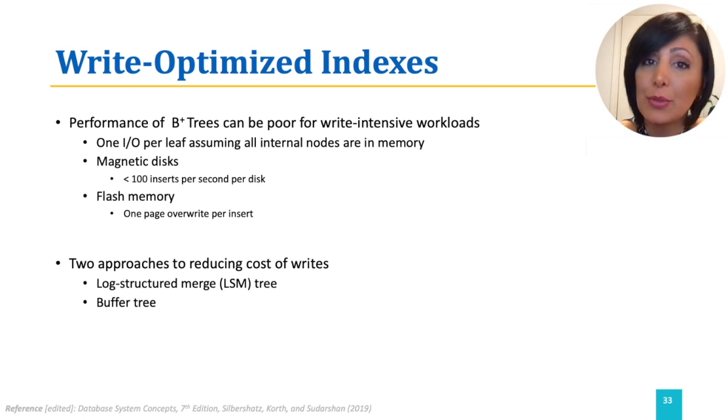A buffer tree is another write-optimized index structure. The main idea behind a buffer tree is associating a buffer with each internal node of a B+ tree. When a specific buffer becomes full, and that buffer is associated with a specific node, all the entries of the buffer get pushed to disk.